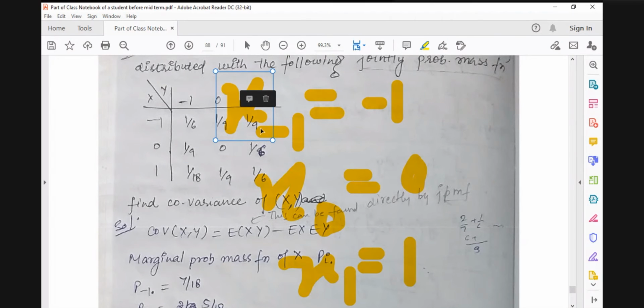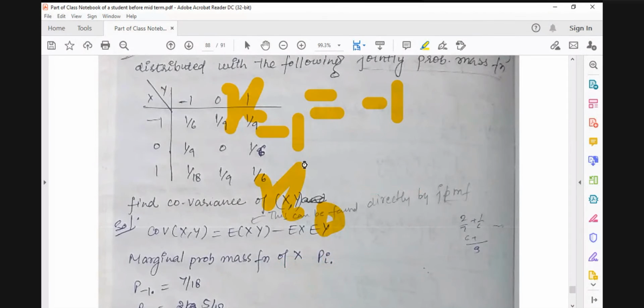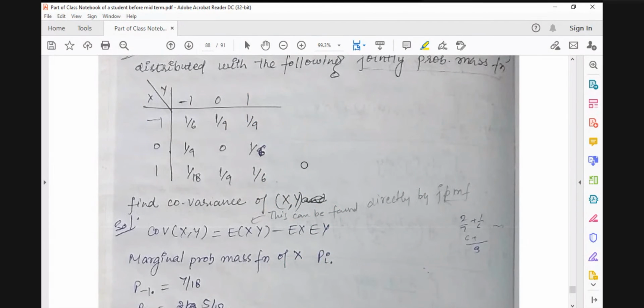So this is the range value. The range set belongs to the range set of X: X of -1 is -1, X of 0 is 0, and X of 1 is 1. Similarly, in place of X, if I write Y of -1, Y of 0, Y of 1, because here the values are -1, 0, 1. So this is the way you identify your range set values of X.